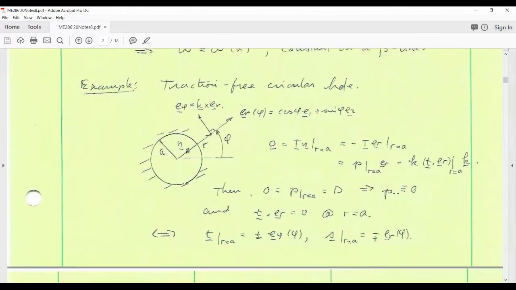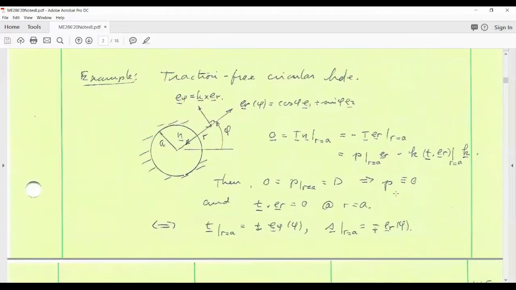Let's do an example. And in the very last problem in your current homework, I'm asking you to generalize this example slightly. Okay. So let's look at a traction-free circular hole, similar to what we did in the plane strain case. Look at the material exterior to this hole of radius A. Let's use a polar coordinate system, r and phi. We have ER and E phi as we had before. So phi is the azimuthal angle, r is the radius, of course. Take the origin at the center of this hole.